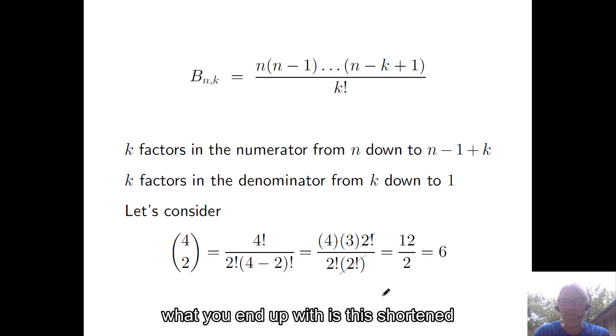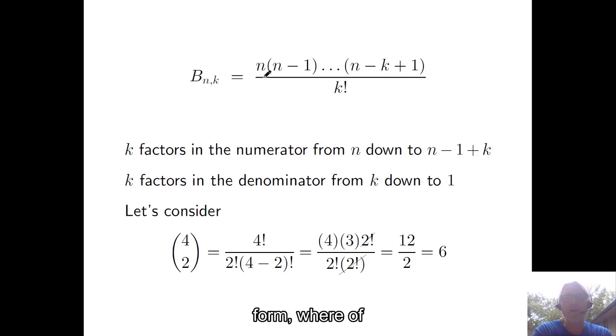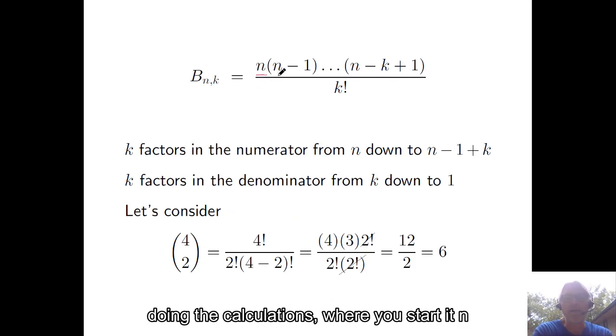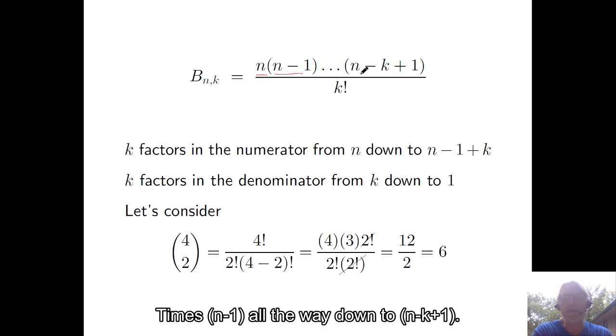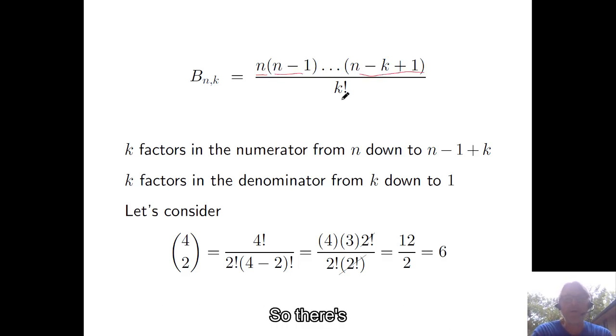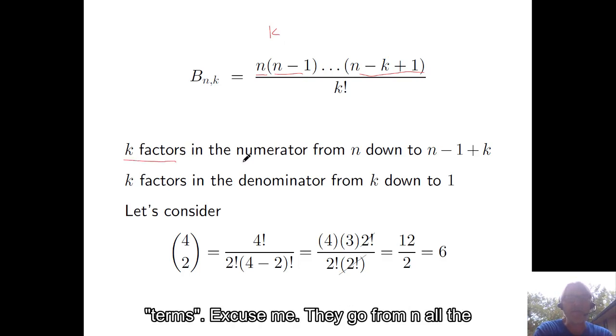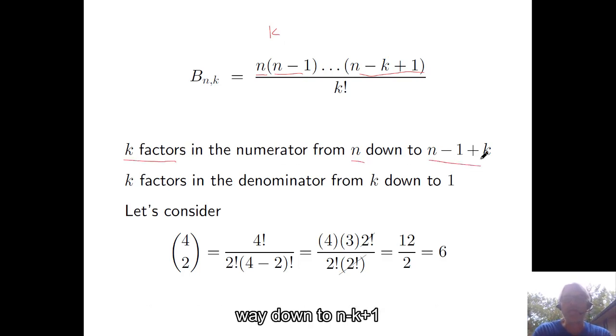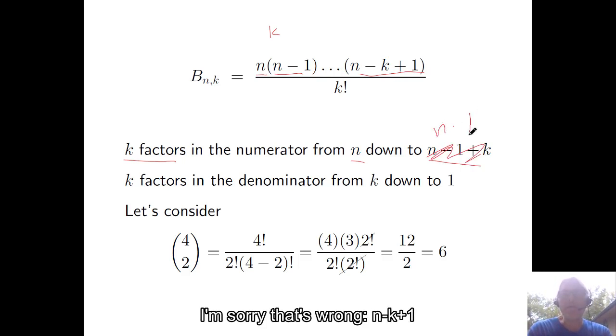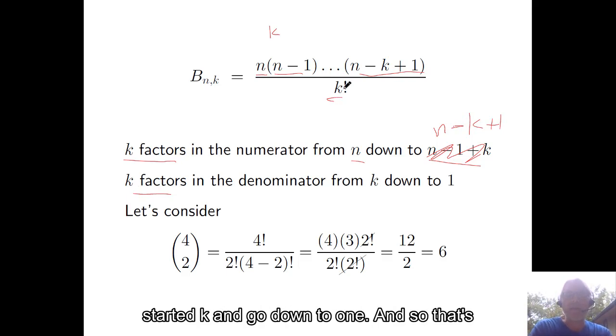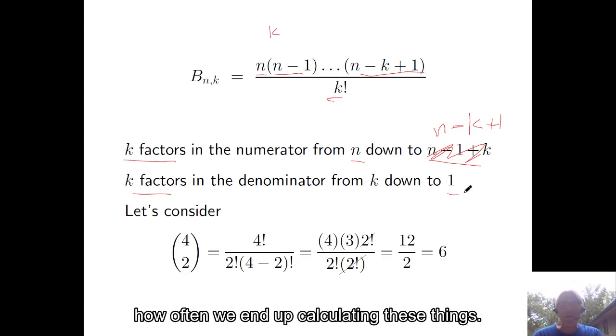And so what you end up with is this shortened form of doing the calculations where you start at n and you multiply that times n minus 1 all the way down to n minus k plus 1. So there's k factors total in the numerator. Excuse me, I'm sorry, I misspoke: n minus k plus 1 is the lowest one. And then there are k factors in the denominator, and they start at k and go down to 1. And so that's how often we end up calculating these things.